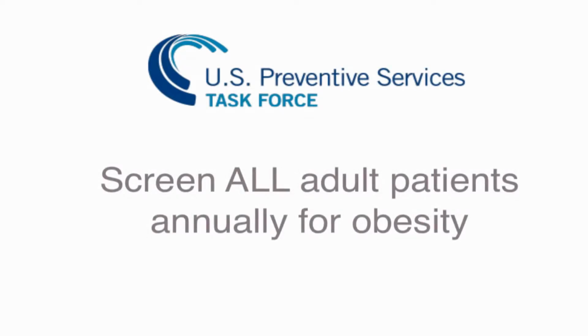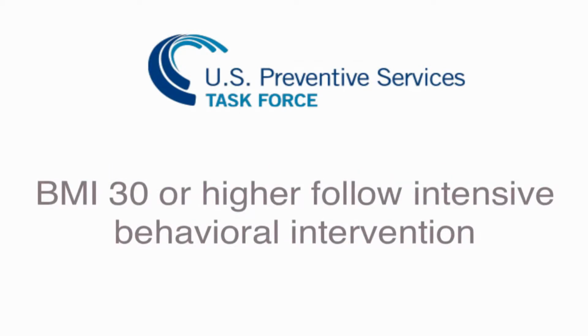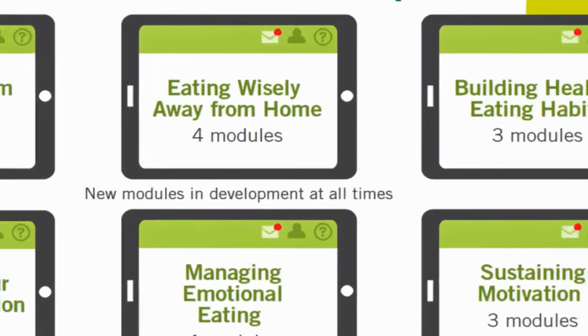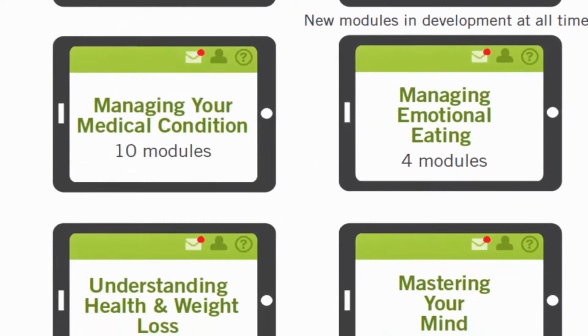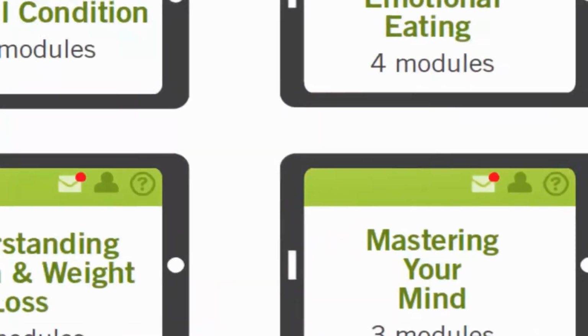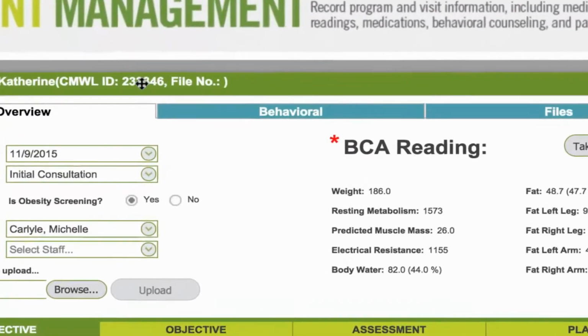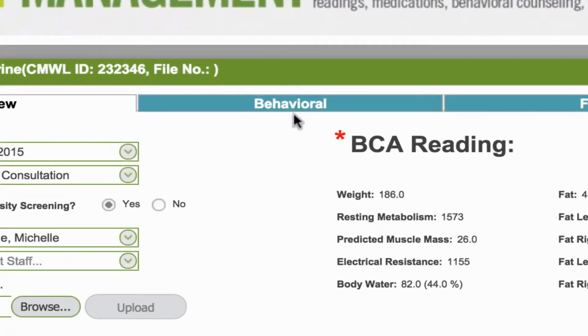The United States Preventive Services Task Force recommends that all adults get screened for obesity once a year, and those with a BMI of 30 or higher should follow intensive obesity behavioral intervention. The Obesity TX system offers more than 40 individual behavioral module topics across 9 categories, specifically to support the USPSTF's recommendation and to enable providers to receive reimbursement for the service.